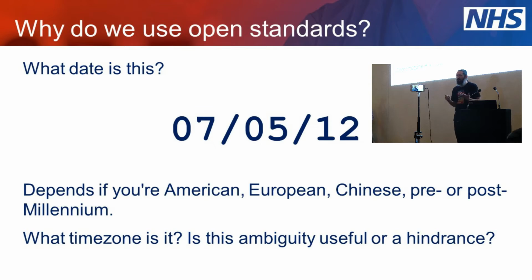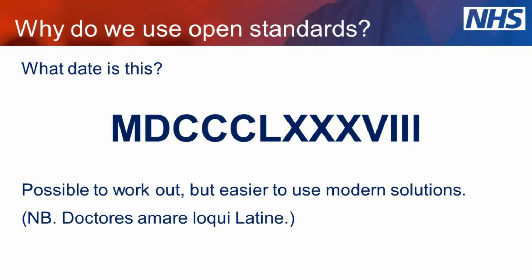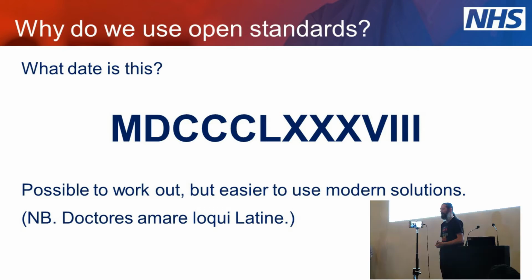This is ambiguous. If we have people writing dates down like this, or systems recording dates like this, it becomes a problem. Stick your hand up if you had the misfortune to learn Latin at school. Okay, what date is this? That's up on there. Again, I have a prize. 1888. Lots of people learn Latin, so no prizes. We probably want slightly more modern solutions than this.